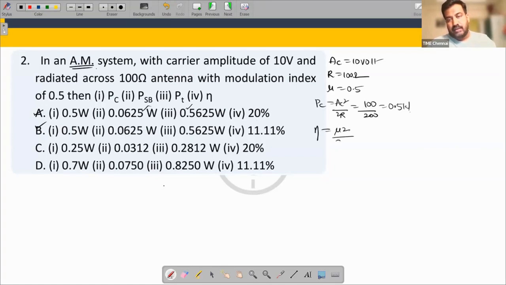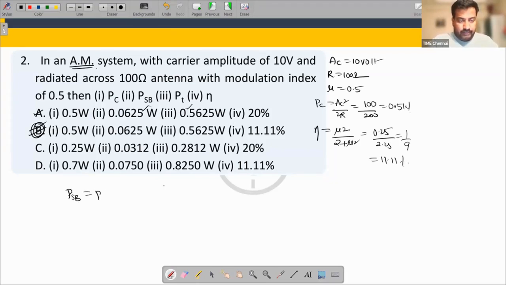Eta is mu square by 2 plus mu square, 0.25 by 2.25, 1 by 9 into 100, 11.11%. Option B must be your answer. But how to calculate the other?